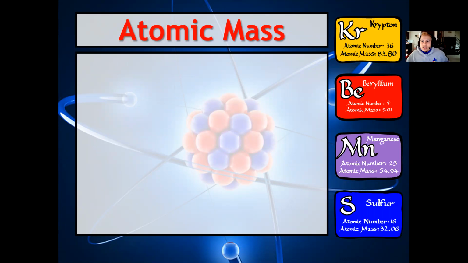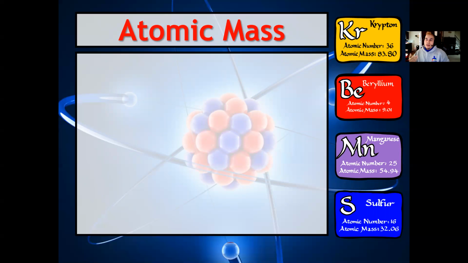Next, let's learn about atomic mass. Here we have 4 elements on the right-hand side: krypton, beryllium, manganese, and sulfur. And then we have a bunch of numbers. You're like, what does this mean? Remember, the atomic number is the number of protons in an element, and it gives the element its identity. If I cover the Kr and ask what element is atomic number 36, if you look at the periodic table, you should find it's krypton.